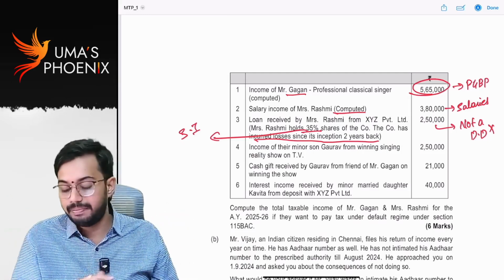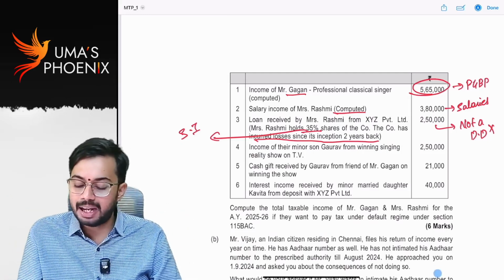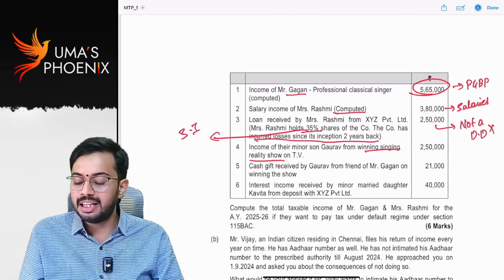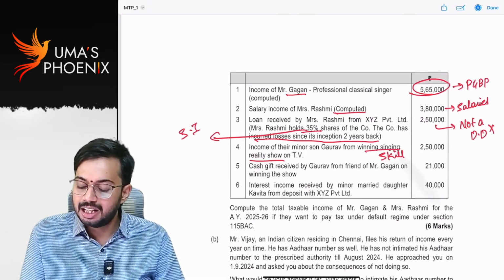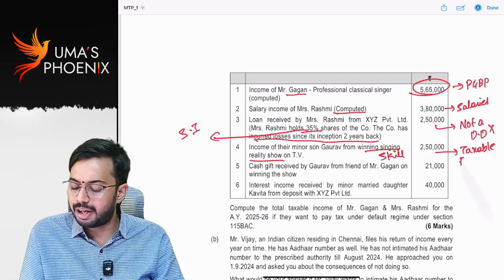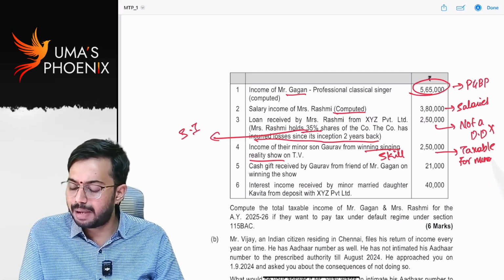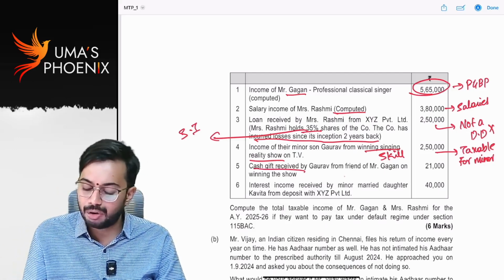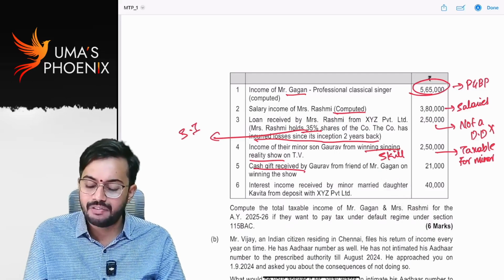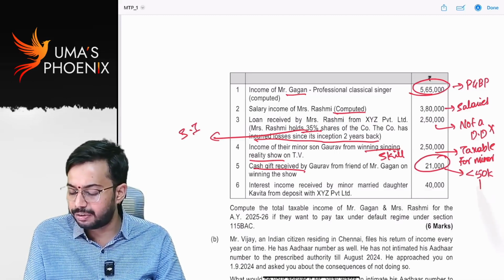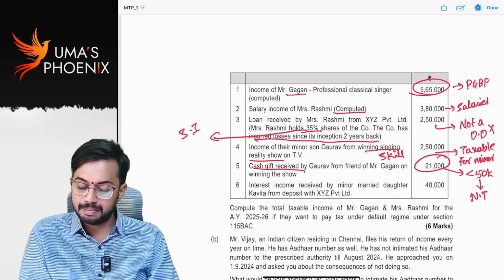Is it clear? Income of their minor son from winning singing reality show. See, this is based upon skill, right? So that is taxable in hands of minor only. Taxable for minor. In the hands of minor only it is taxable. Cash gift received by Gaurav from friend of Gagan on winning the show. Cash gift is 21,000, less than 50,000. So this is not taxable.